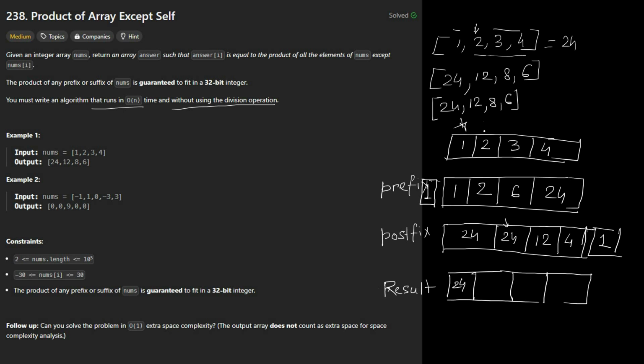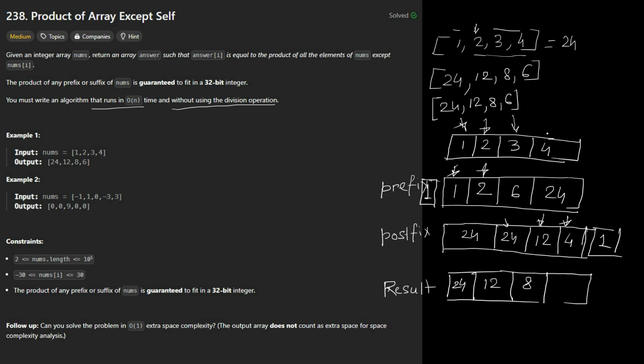Now we are taking this index of 2, which is going to be the multiple of this value and this value. For the prefix we have to take the previous index, and in the postfix we have to take the next index. So 1 and 12, it is going to be 12. Now if you take this value, then we have to multiply it from 2 and 4, which is going to be 8.